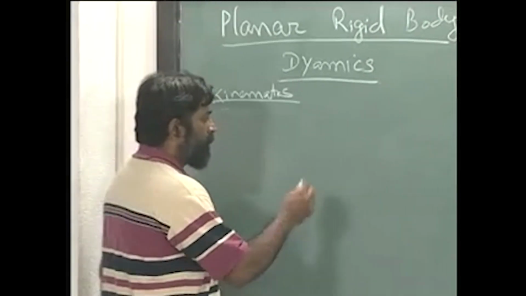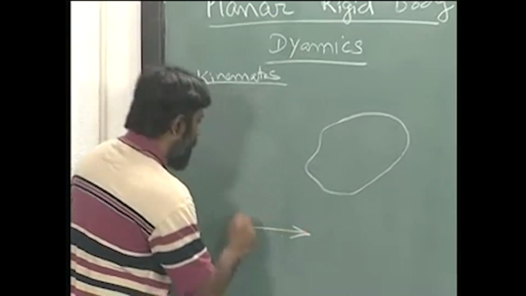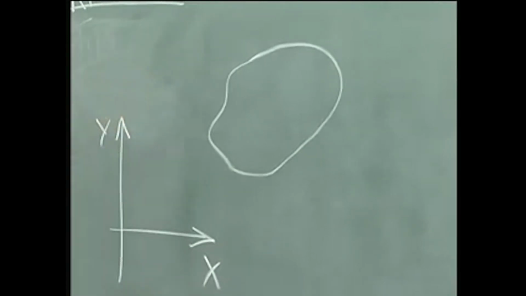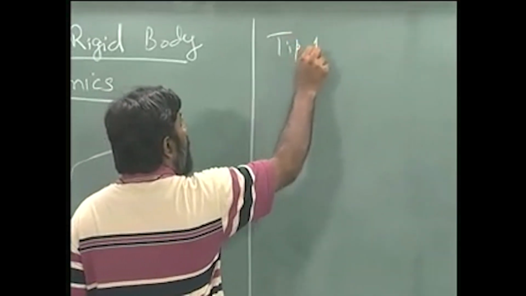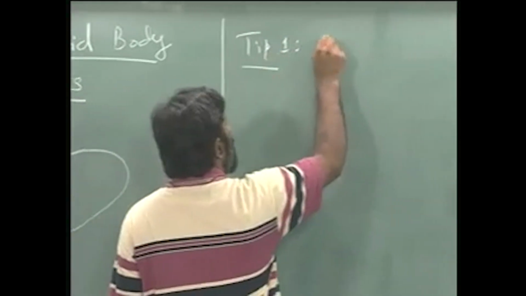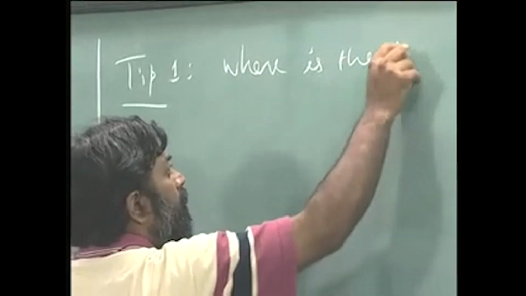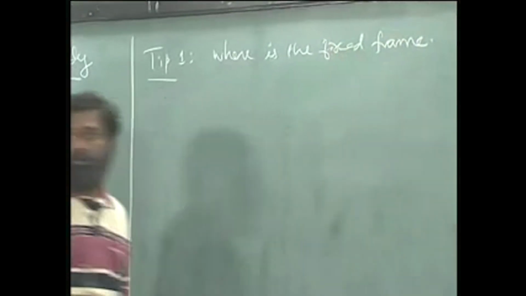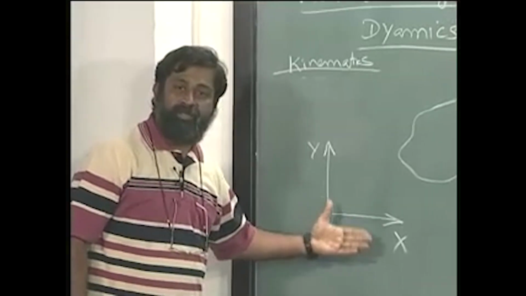One thing, if you remember, is we always have to have a fixed frame of reference with which we are referring to the kinematics. So tip number 1 is simple. You ask the question, where is the fixed frame? Or locate the fixed frame, that is very important.